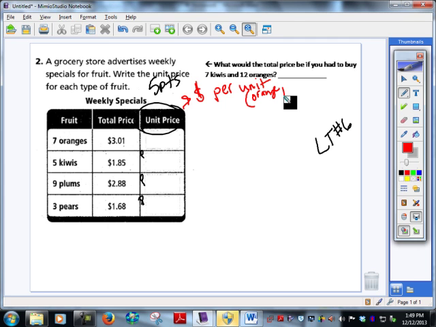$3.01 and 7 oranges. The way this is written right here, you guys could make this mistake. This is wrong, but I'm going to show you the mistake, because learning from mistakes sometimes is the best way to learn.